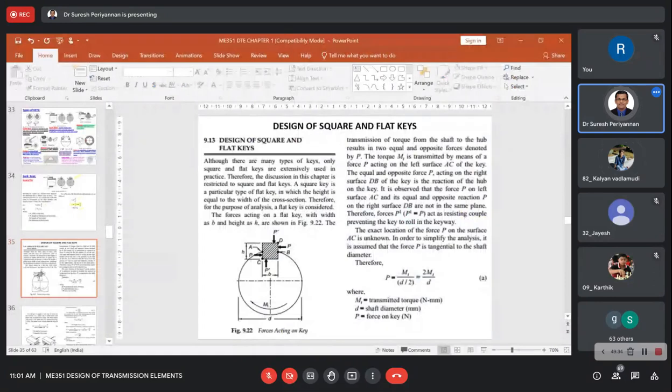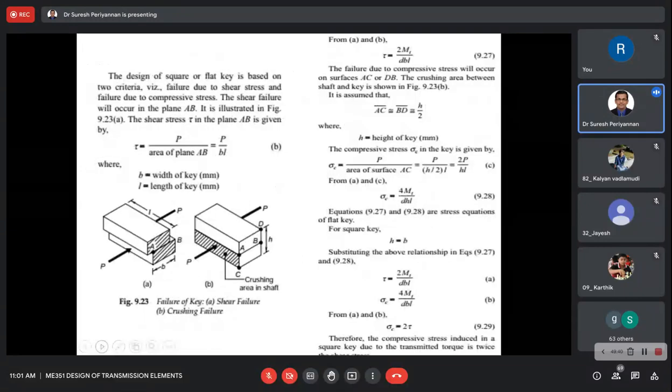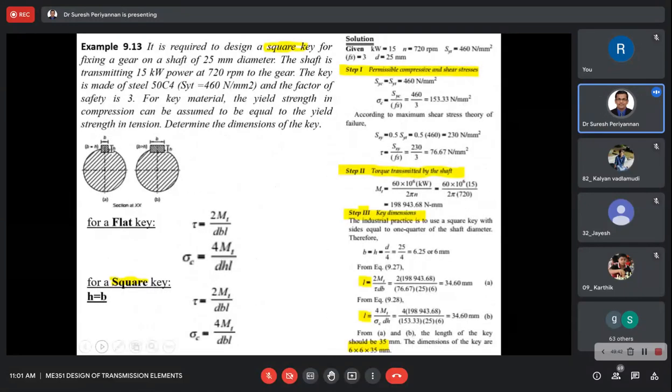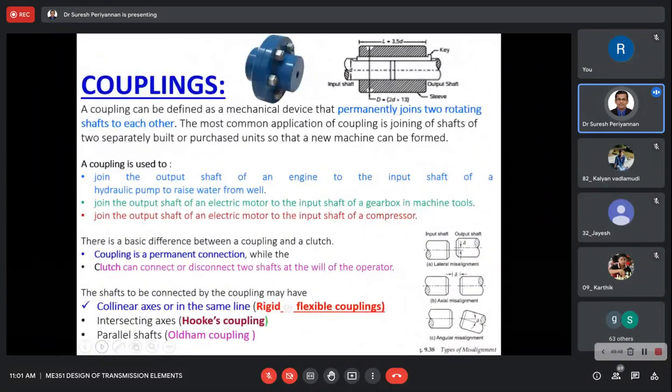Okay, stop here. Tomorrow we are going to finish keys and couplings, only these two slides. Then we will discuss the keys problems. There are only a couple of problems to discuss in keys. Then we are going to move to couplings. So this week we have to complete the first chapter and start the second chapter. Okay?